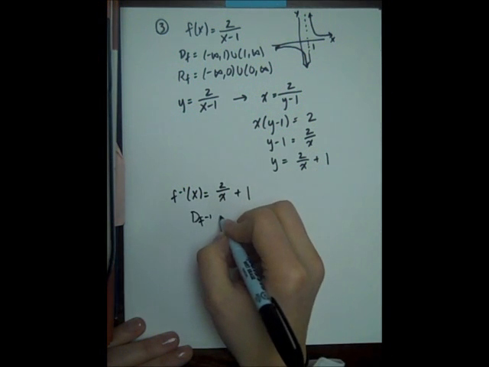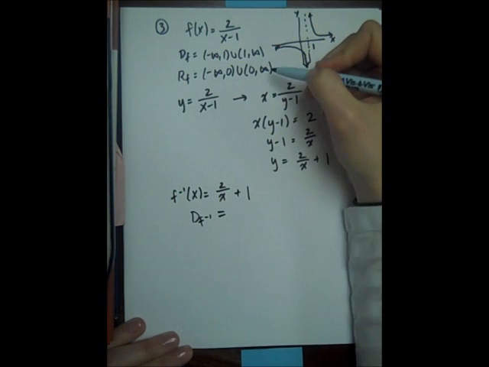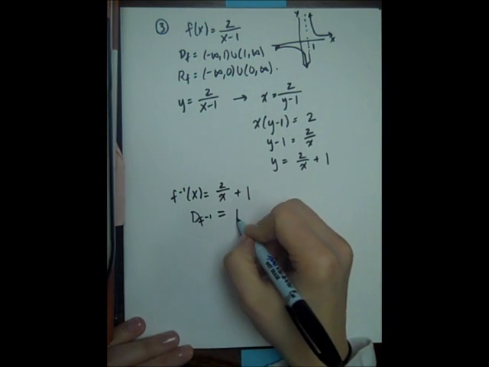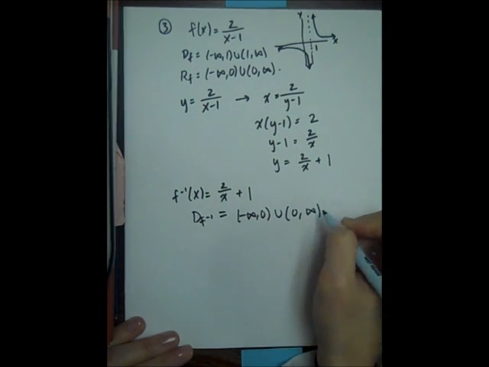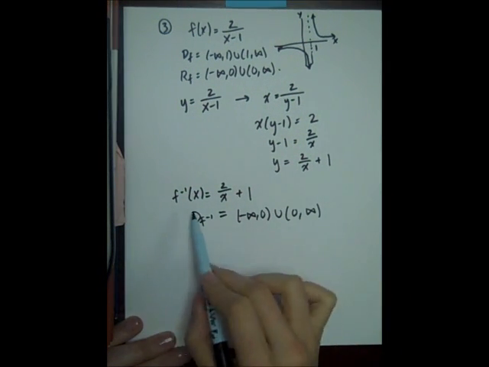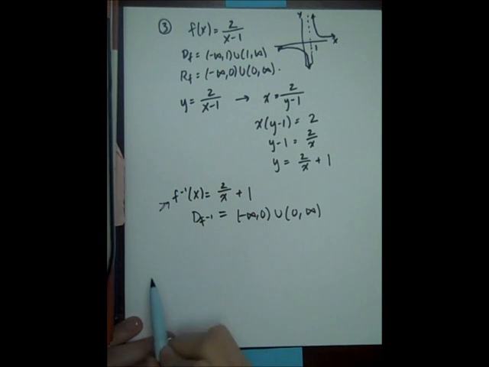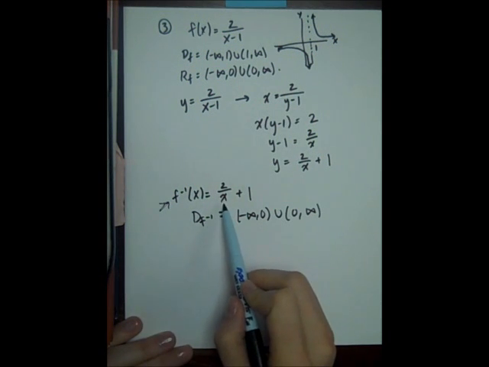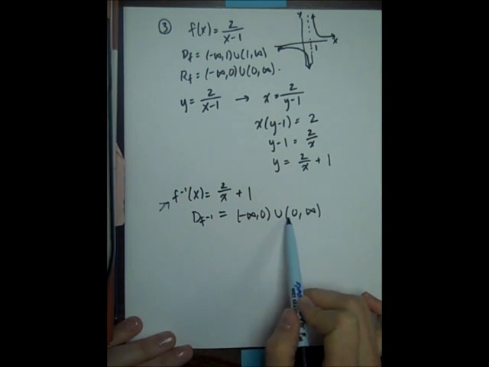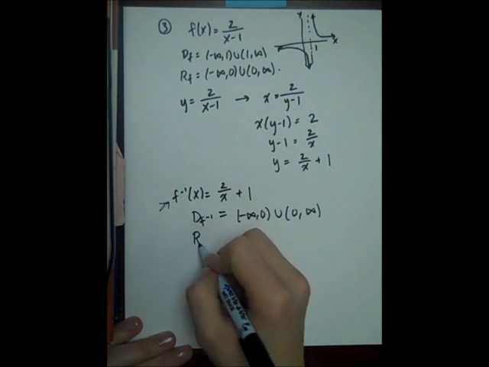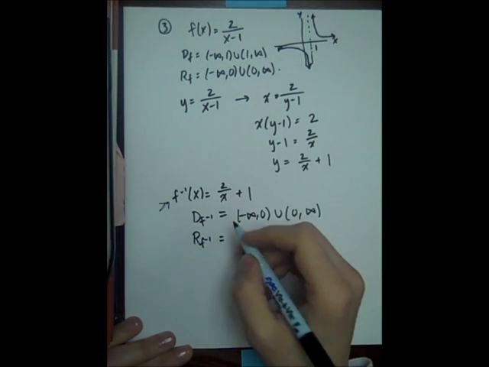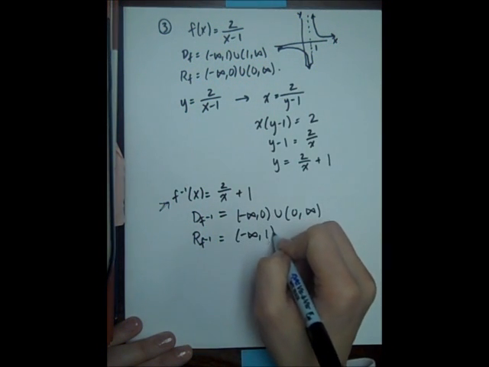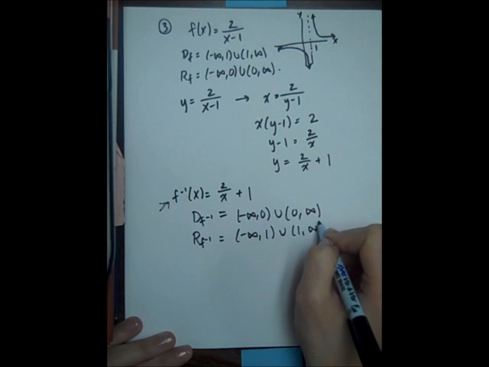What's the domain of my inverse? That's going to be the range of my original function, so that's negative infinity to 0 together with 0 to infinity, which makes sense. What's the domain of this function? Well, I can't plug in 0 because I have a denominator, so it makes sense that I can't plug in 0 for my domain. And then what about my range? That's going to be the domain of my original function. So negative infinity to 1 together with 1 to infinity.